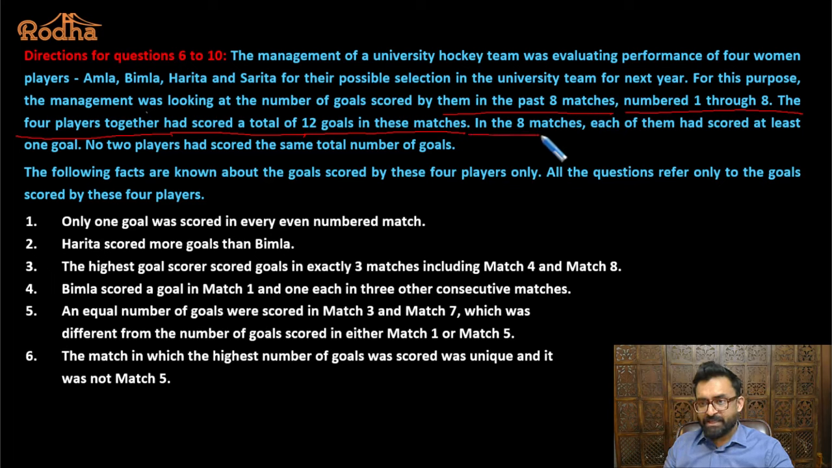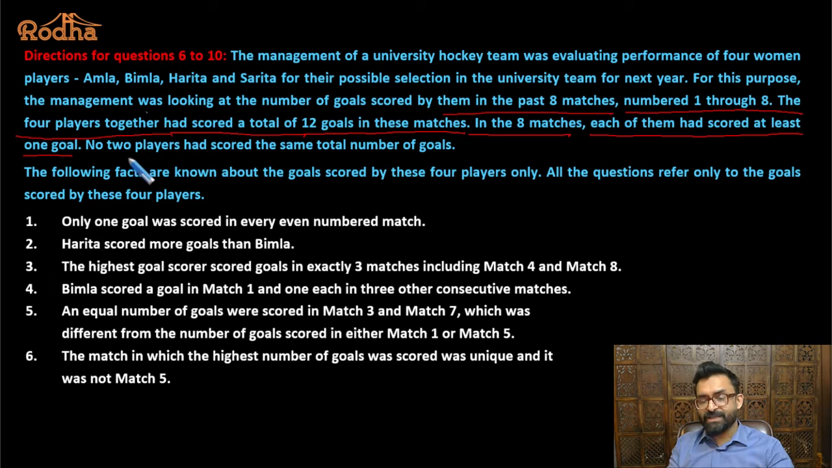In the 8 matches, each of them had scored at least 1 goal. That means everybody scored at least 1 goal. Nobody is there who is not going to score any goal. In 8 matches, everybody scored at least 1 goal. That doesn't mean in every match they scored at least 1 goal.